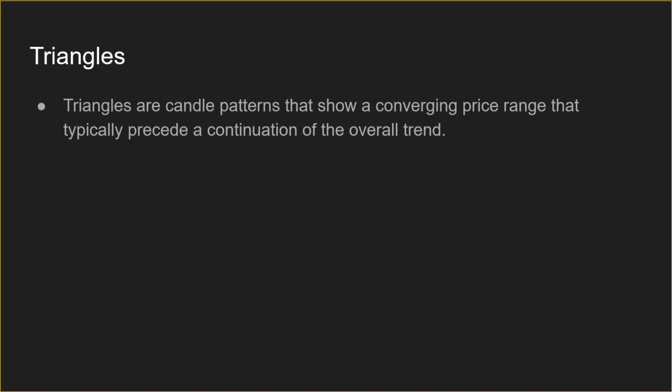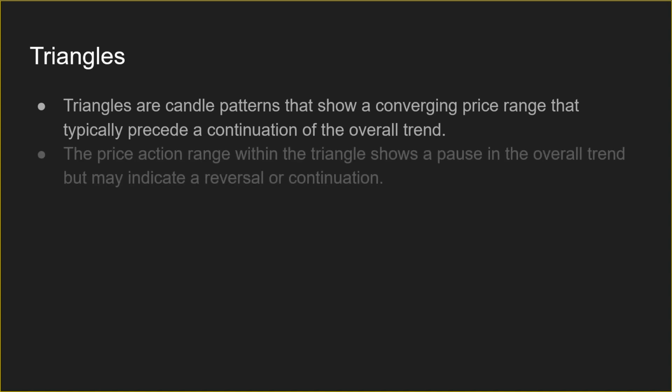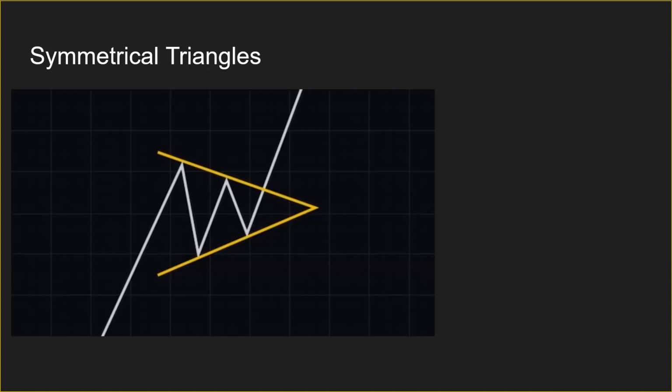Moving on to triangles. Triangles are candle patterns that show a converging price range that typically precede a continuation of the overall trend. The price action range within the triangle shows a pause in the overall trend, but may indicate a reversal or a continuation. The first type of triangle we'll look at is the symmetrical triangle.